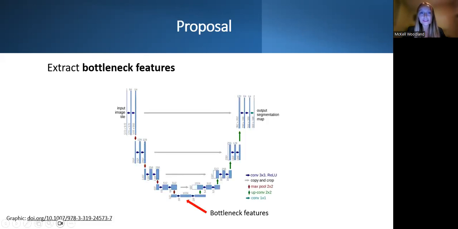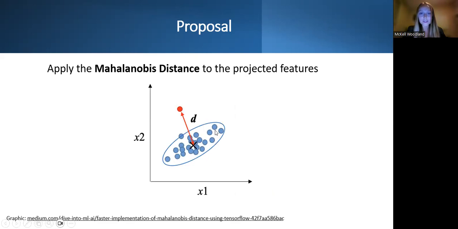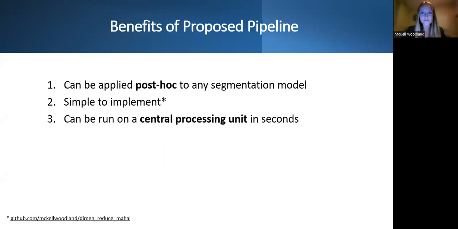Our proposed methods are to extract the bottleneck features from a UNet architecture and then reduce the dimensionality of these features using principal component analysis. Once we have these reduced features, we can then apply the Mahalanobis distance, and images with large distances would be considered to be far from the training distribution, and thus our segmentation model will be likely to fail on these images.